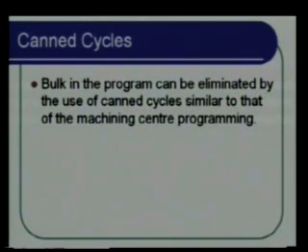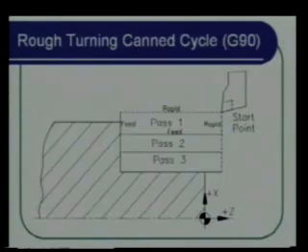Now, when we have seen this, the length of the program is long, because a large number of multiple cuts are to be given. Again, the way that we have used CAN cycles in milling, we can also use CAN cycles in turning. The advantage of using CAN cycles is that the bulk of the programming can be eliminated, which makes life easier, and you can also easily follow the program.